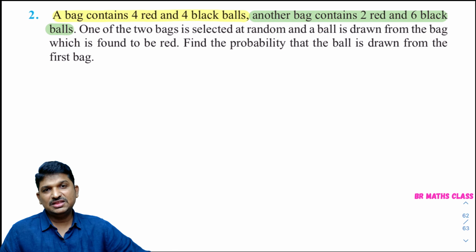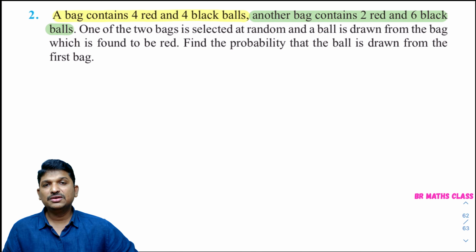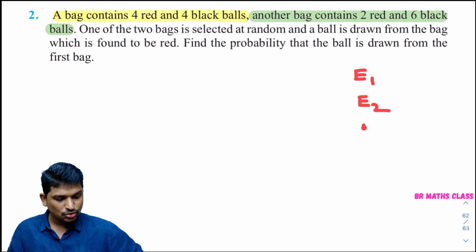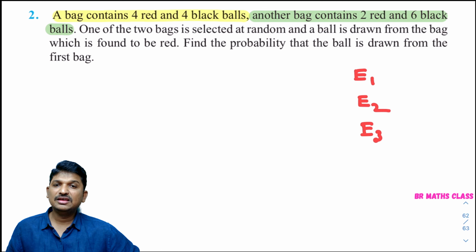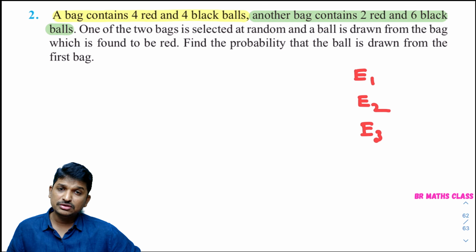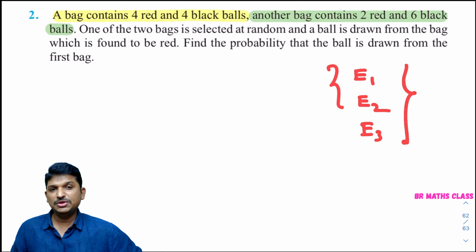See, in Bayes theorem, in all the problems, the first point, you need to know these things. What are E1, E2, E3 from the question? You need to understand. Sometimes it is E1, E2 only. Sometimes E1, E2, E3 will be there. Sometimes E1, E2, E3, E4 also will be there. Most of the time we will get E1, E2 or E1, E2, E3 from the question.